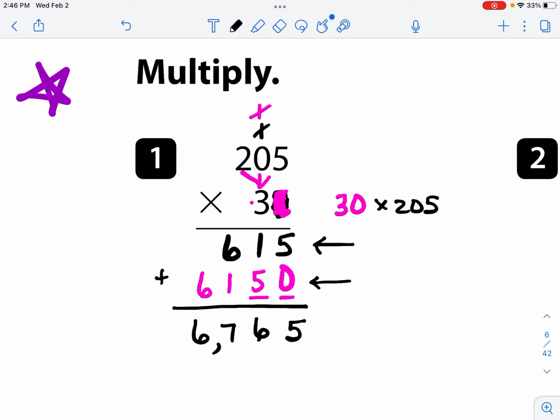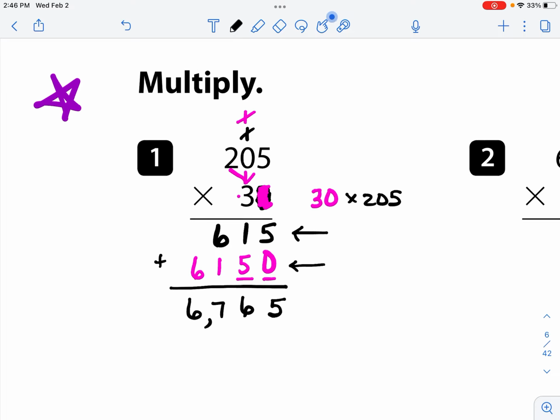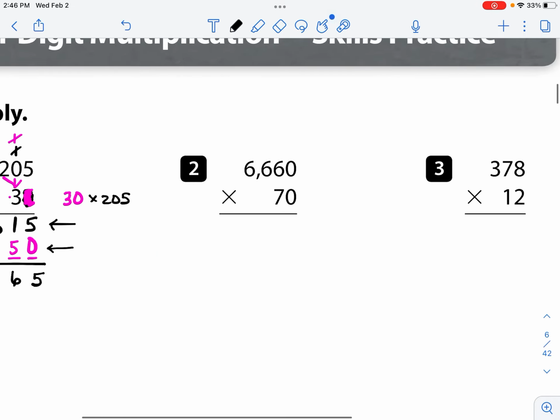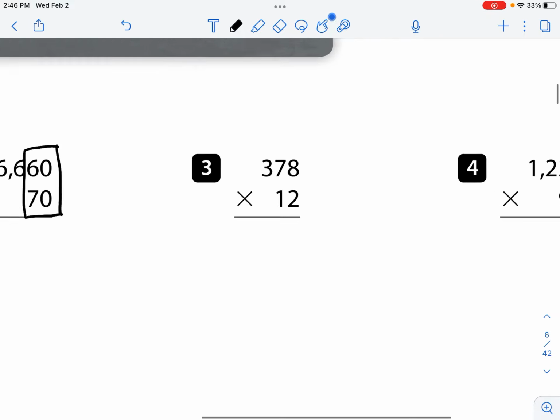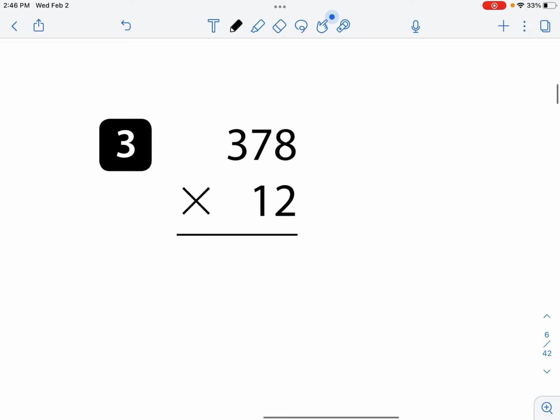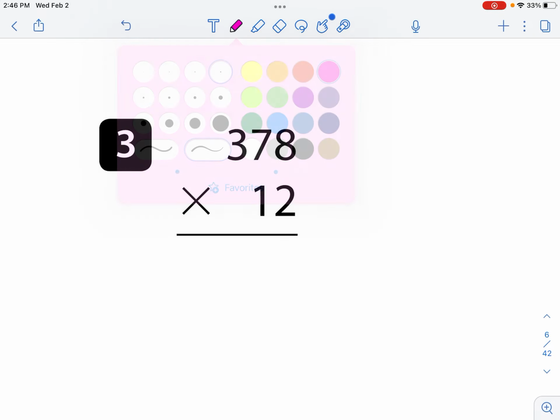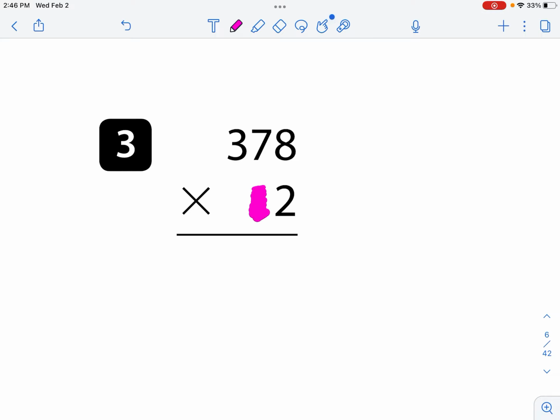And there we have our answer. Okay, so we're going to do one more together. I'm going to skip over to number 3 because with all these zeros, that makes this one a little bit easier to do. So I'm going to skip over to number 3. Okay, so switching gears here, we're going to start with pretending that this tens place is not there. We're focused on the ones first.